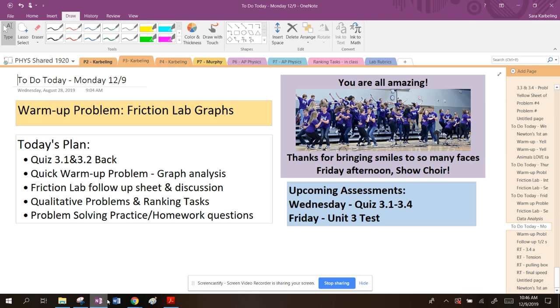And I also wanted to give a shout out to the show choir. I don't know about you guys, but I really, really enjoyed watching them on Friday during the pep assembly. So just wanted to say nice job to you all. I love seeing you guys in action in whatever capacity that is. So I just wanted to say thanks for sharing all that you do.